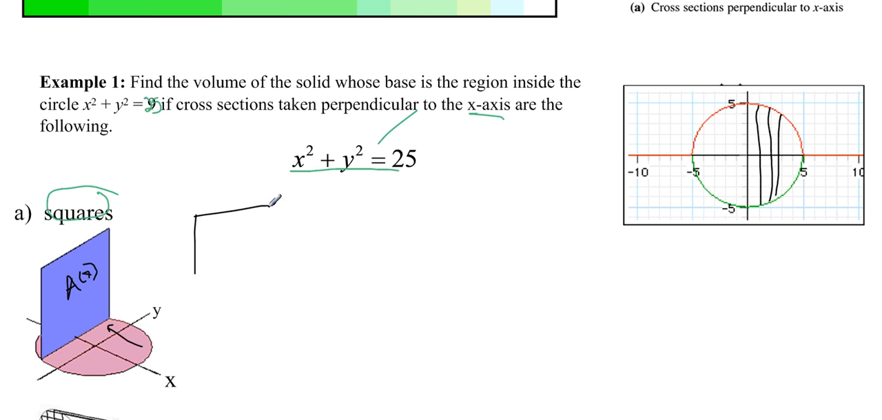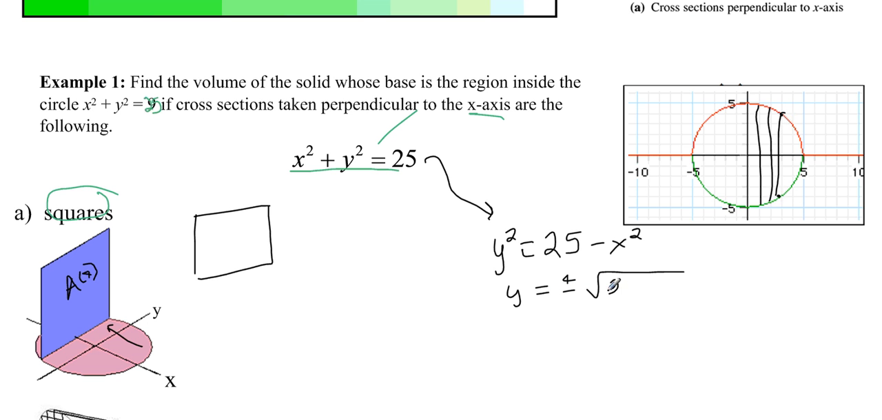So here's our square, and for the area, I need to find the length of it. The length is going to correlate to the length of a chord in the circle. We have this equation, so let's solve for y. I'm going to start with y squared equals 25 minus x squared, and square root both sides, and we get y is equal to plus or minus the square root of 25 minus x squared. Hard to write on this bamboo. And this is plus or minus, not 4.